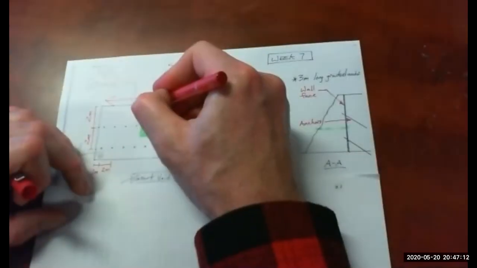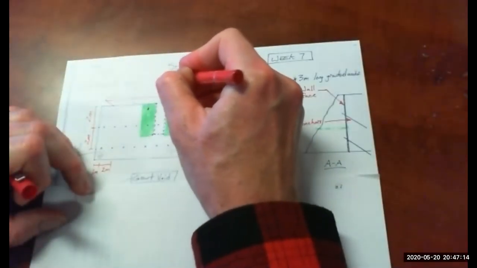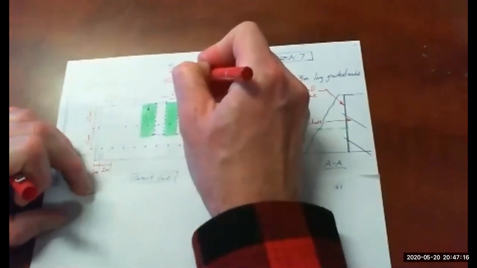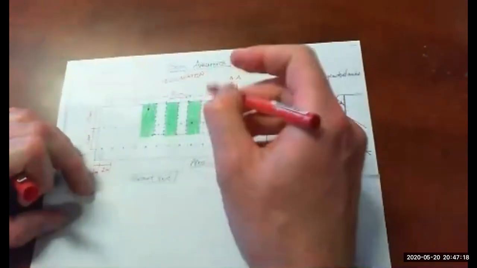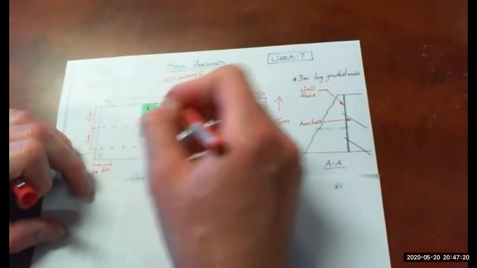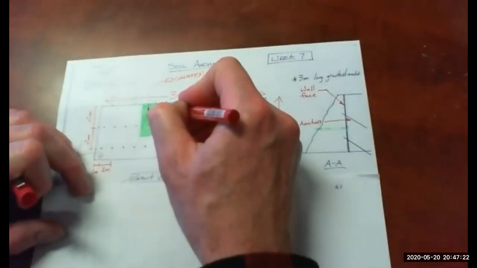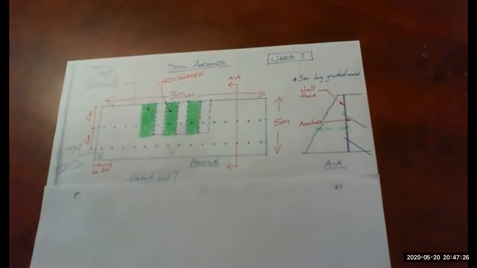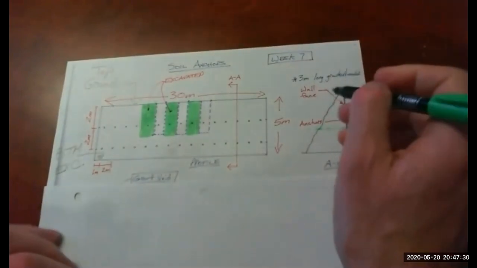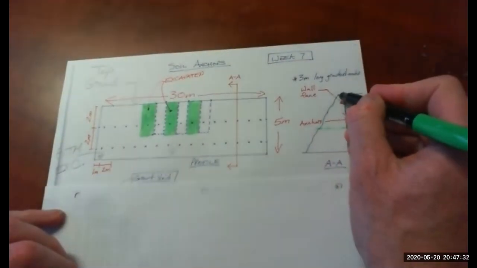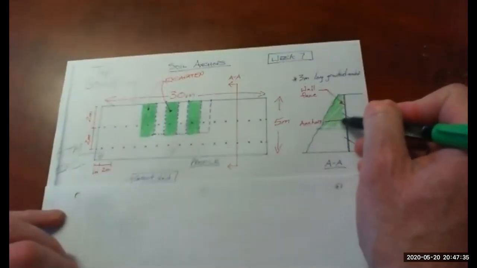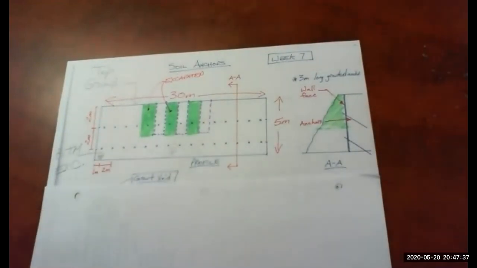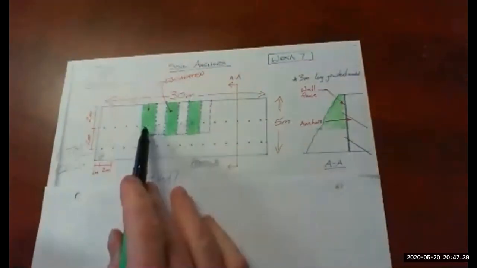So this is excavated, and yeah, maybe I'll leave it as the green is excavated, purple is not. So I'll shade this in here maybe. So we've excavated that out every second slot.